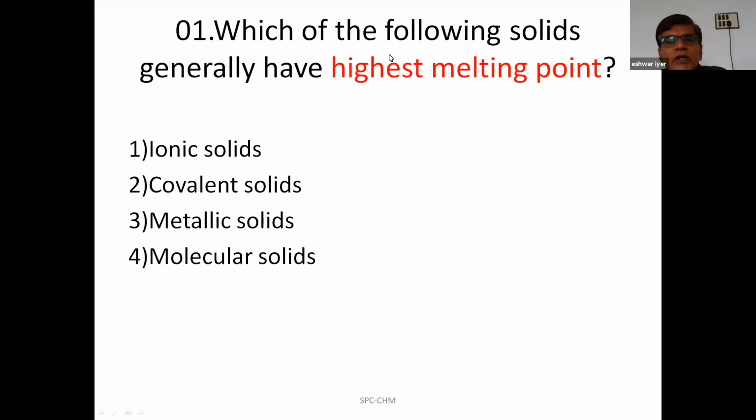But what you have to use here is the idea of examples. Example for ionic solid, NaCl; covalent solid, I take diamond; metallic solid, iron; molecular solid, ice. If you just have common sense about their melting points, you find that diamond has a very high melting point. The reason can be taken like this.